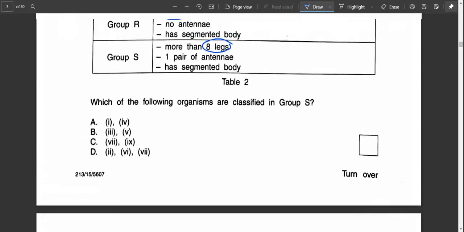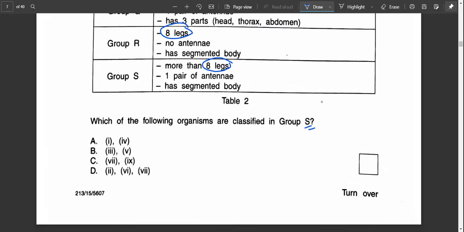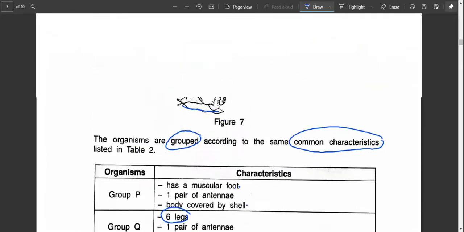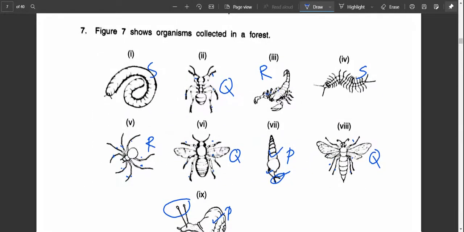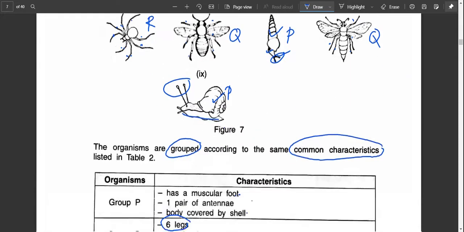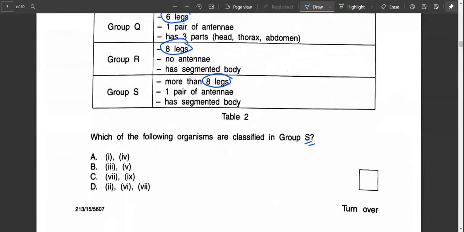Which of the following organisms are classified in group S? Since we have categorized every single one of them, group S is number 1 and number 4. So 1 and 4, therefore the answer is A.